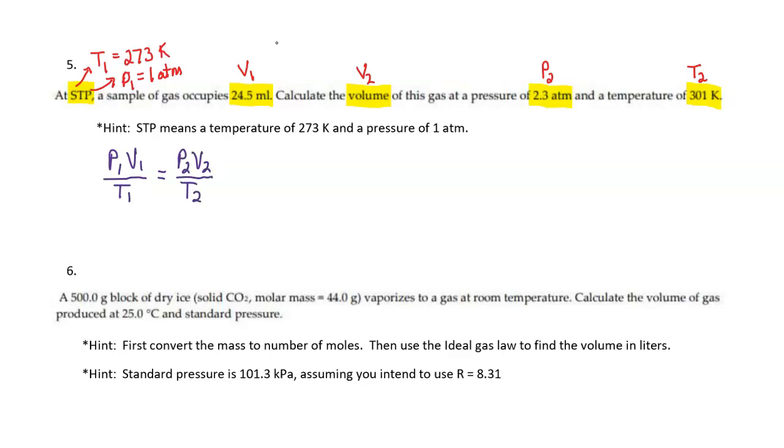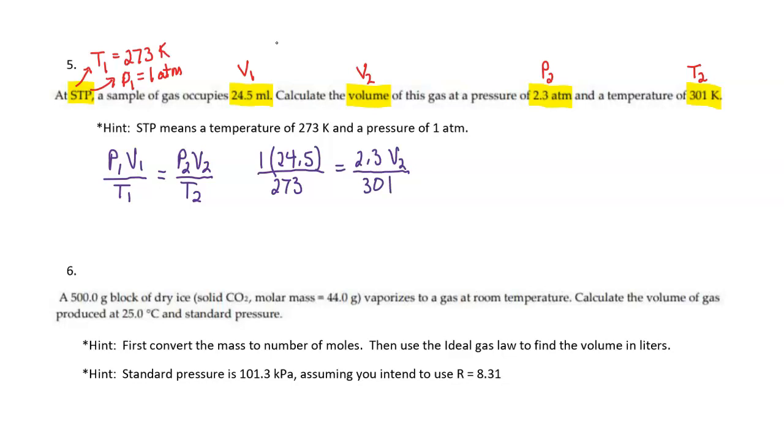After you write out the formula, just copied straight out of your notebook, now fill the numbers into the correct locations. In place of P1 was the 1 atmosphere. In place of V1, 24.5. In place of temperature number 1, 273. In place of P2, 2.3. V2 remains as a variable. And T2 is 301.